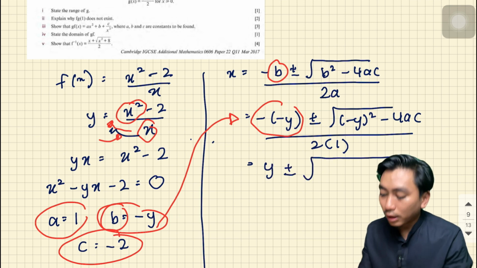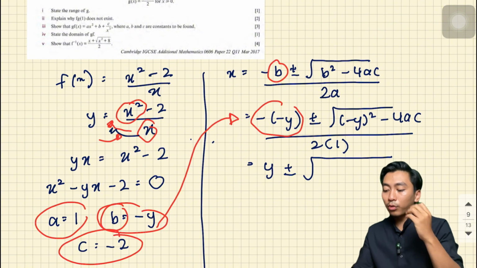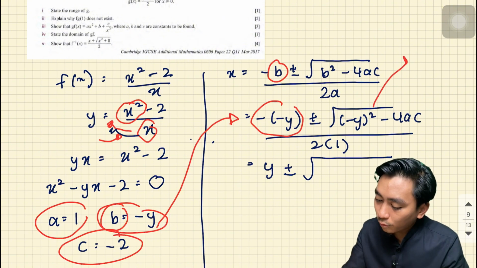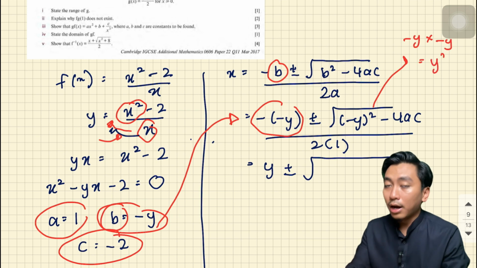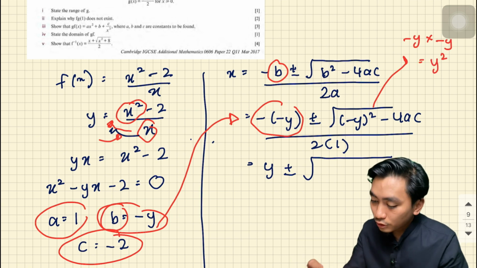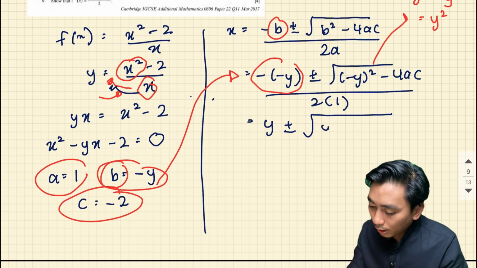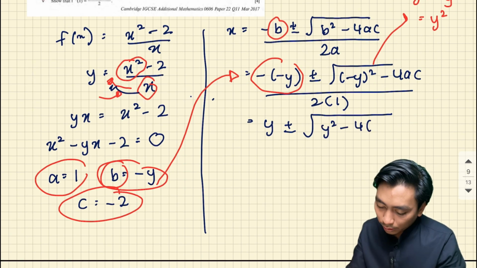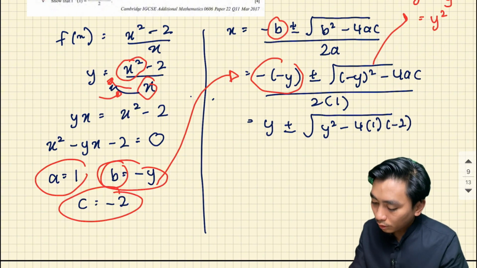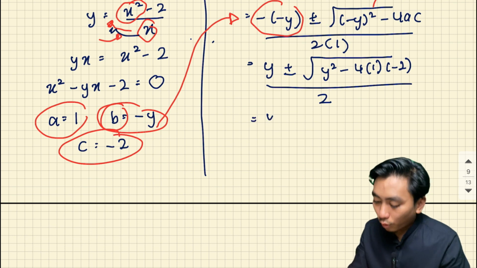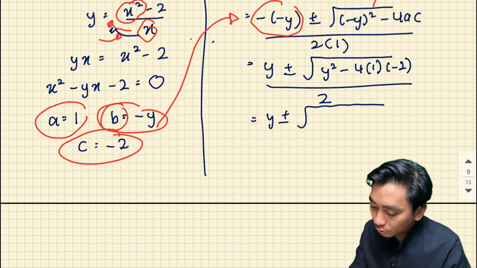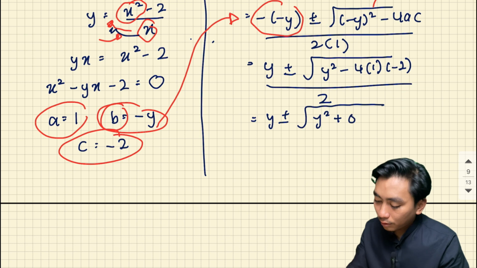And here, remember, if the number is negative, when we square it, negative y times negative y equals y square, so the negative disappears. So just put here y square minus 4. The a is 1. The c is negative 2. Divide by 2. So you will get the answer y plus minus square root of y square plus 8, divided by 2.